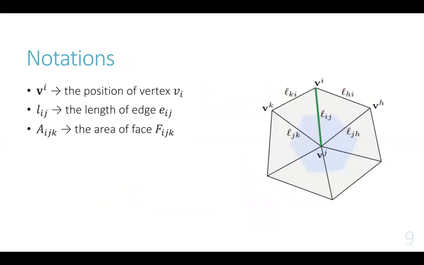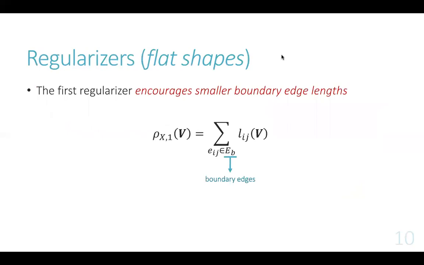So here's the notation we will use for the regularizers. V_i denotes the position of a vertex, L_ij is the length of edge E_ij, and A_ijk is the area of the triangle. Okay, so they propose several regularizers for flat shapes and general surfaces.